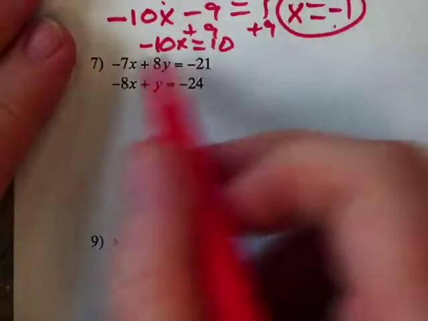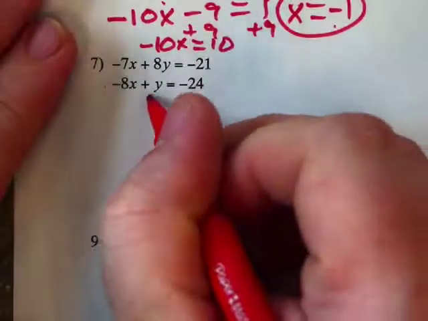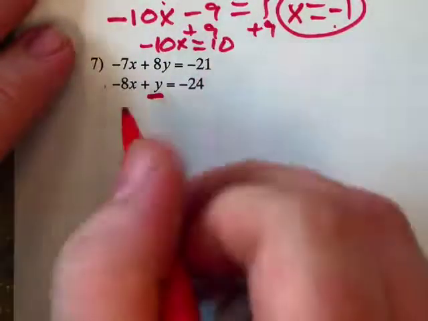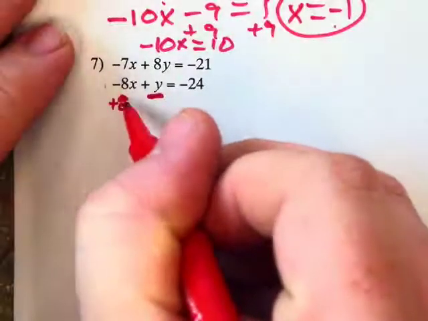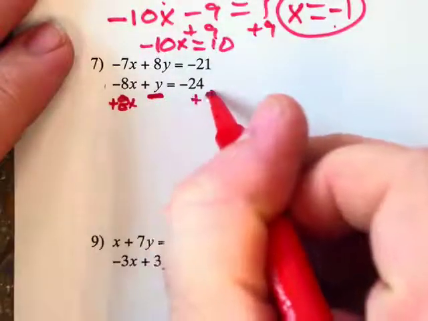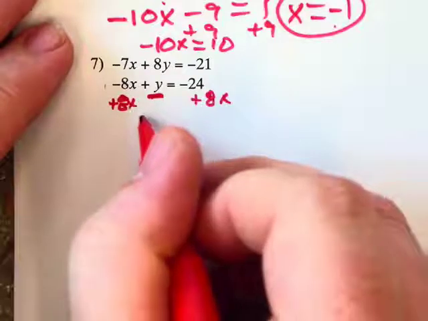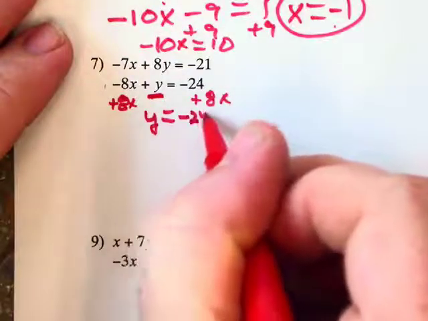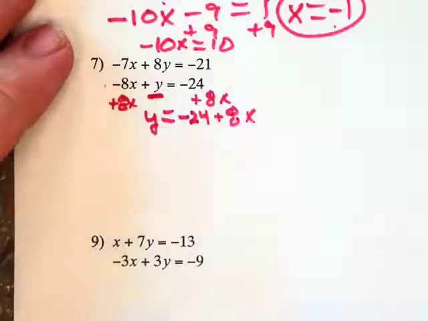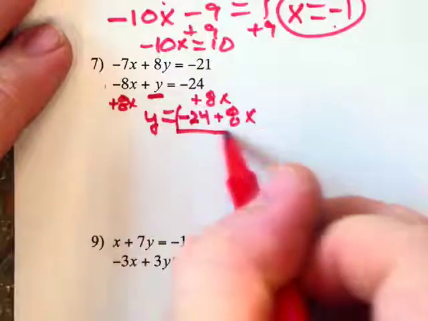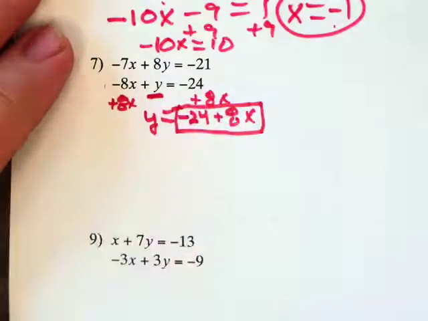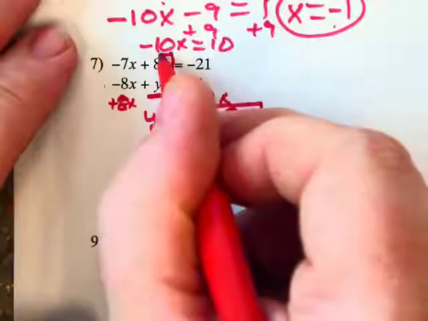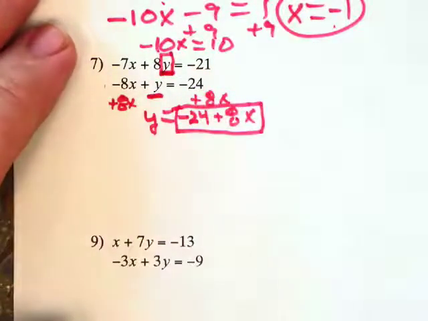Again, we don't have anything solved, so I'm going to solve for y right here. It seems like an easy solution for me. So I'm going to go ahead and add 8x to both sides, and I get y equals negative 24 plus 8x. Okay, so there's my y box right there. Now I plug that back into the other equation. So right here is where I'm going to plug it back in.